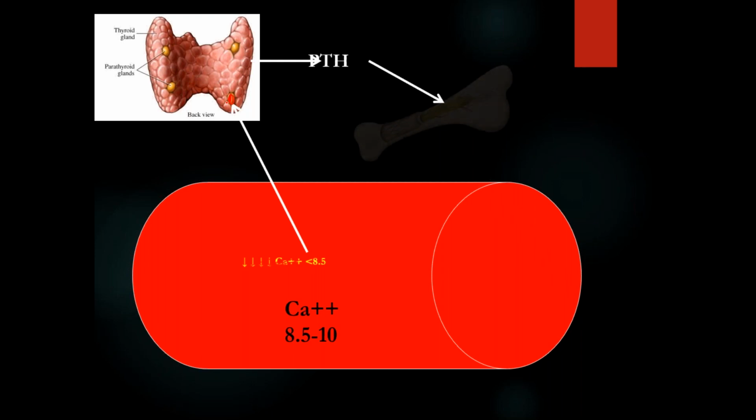And the PTH is going to activate, in the bone, the osteoclast. And the osteoclast is taking calcium from the bone towards the blood. And they are going to reach again the 8.5 to 10. That is the calcium homeostasis.